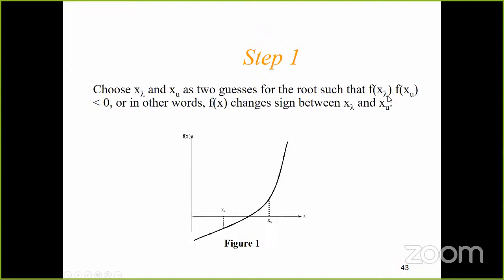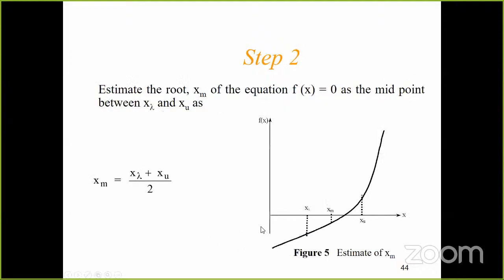If f of x lambda and f of upper x u is less than 0, or in other words, if f of x changes its sign between the two limits, certainly a root exists. If that is the case, take the midpoint between these two, somewhere here. Between x lambda and x m, if you take the product of f of x lambda and f of x m, certainly the two negative values make it positive. The root does not lie between here. The root lies between x m and x u.